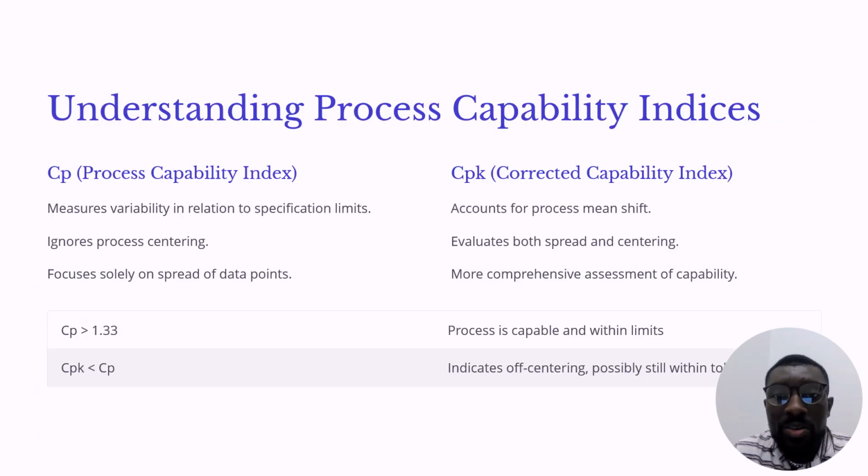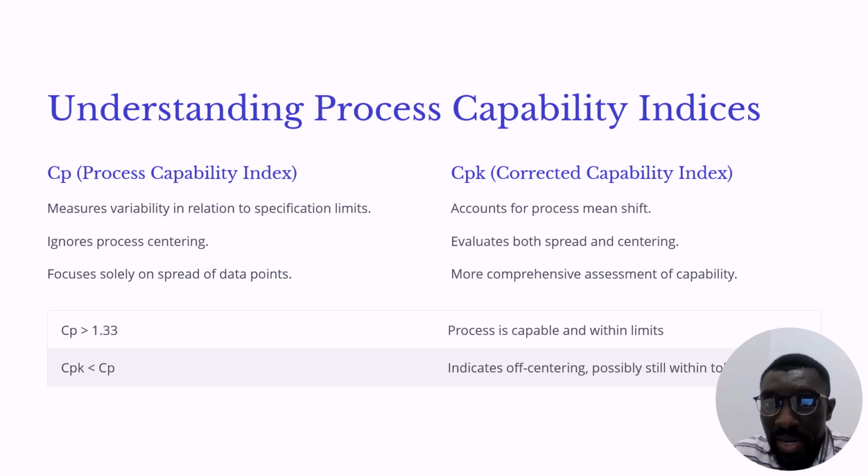So, understanding the process capability indices. Why do we need that? Well, it's basically to gauge how well our performance is being measured. So with the Cp, which is the process capability index, it measures the variability in relation to specification limits, ignores the process centering, and focuses solely on the spread of data points.